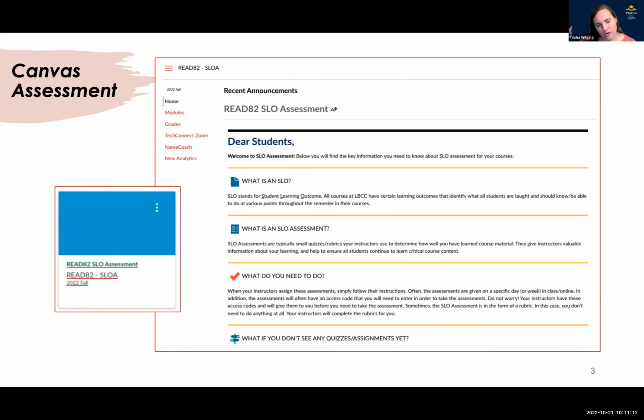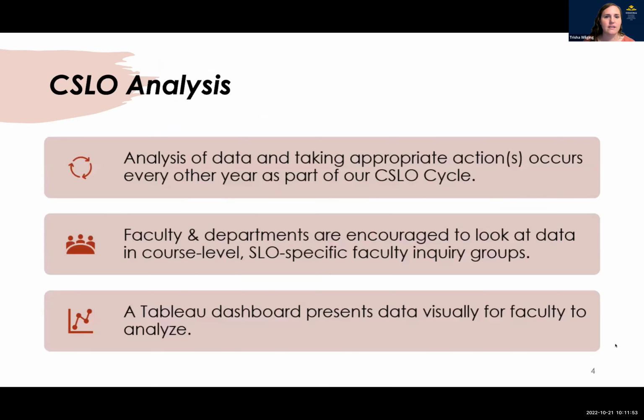So just a quick background, our Canvas assessments look something like this. We have a separate SLO assessment shell for every course, every course's SLO assessments, and also for the institutional assessments. So the shell is here, and when students click into it, if they're taking a quiz-based assessment, they would see this welcome message, and then they would scroll down and they would be taken directly to their quiz. For a rubric-based assessment, the faculty would be the ones clicking into this shell and scoring their students. But ultimately, we assess because we want to obtain results.